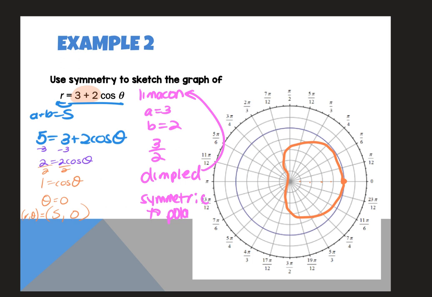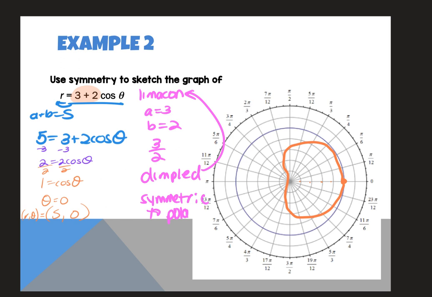Wait, how do you know which part's rounded? When you find your max point, that's the biggest point it can be. That's the furthest out. That will be the rounded edge. So we found it was at 0. It will either be at 0, pi over 2, pi, or 3 pi over 2. And then that's where you know to make it rounded. And then opposite the rounded is going to be the other shape, either the loop or the heart or the dimpled or the flat. Okay?